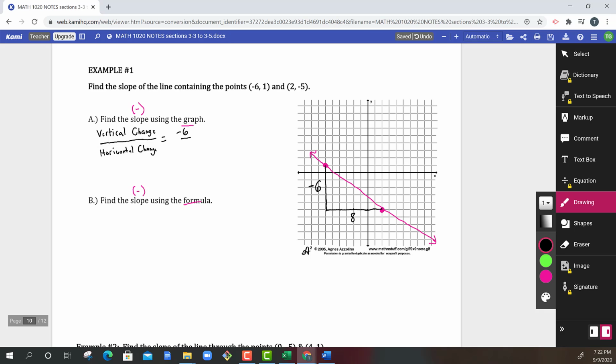We would typically write that as a positive 8 because when we move in the x direction to the right, that's a positive number. So negative 6 over 8 is the slope. We can divide the top number and the bottom number by 2 to reduce that fraction. So the slope is negative 3/4. Technically, you can also write it as 3 over negative 4.